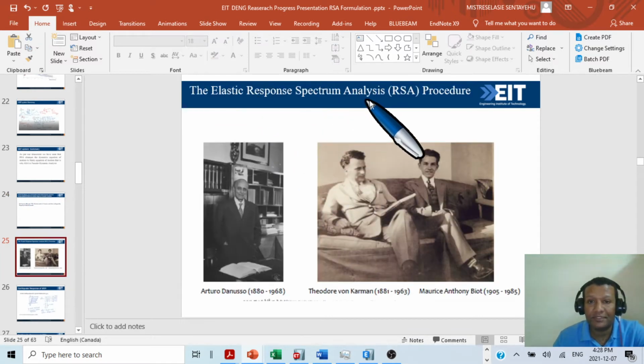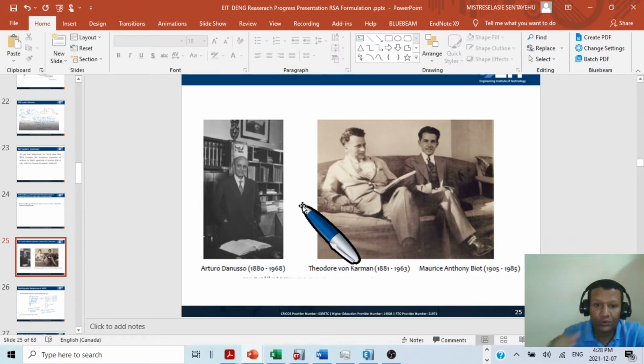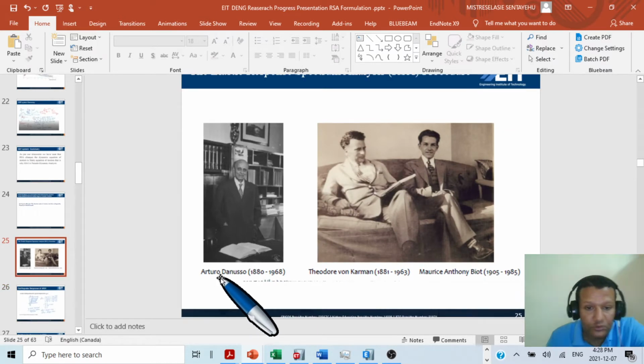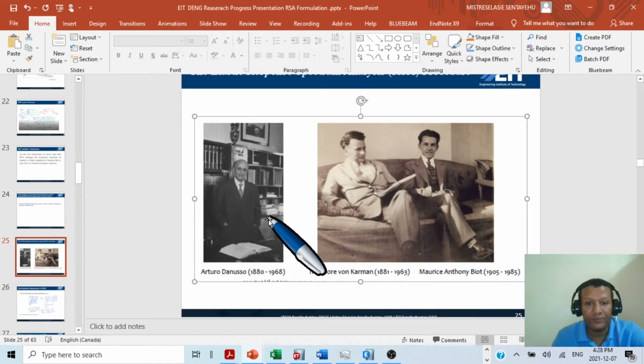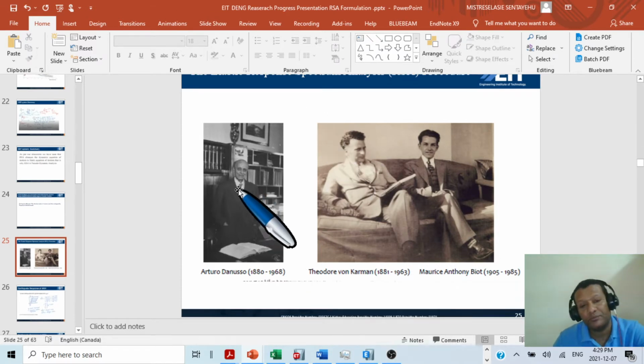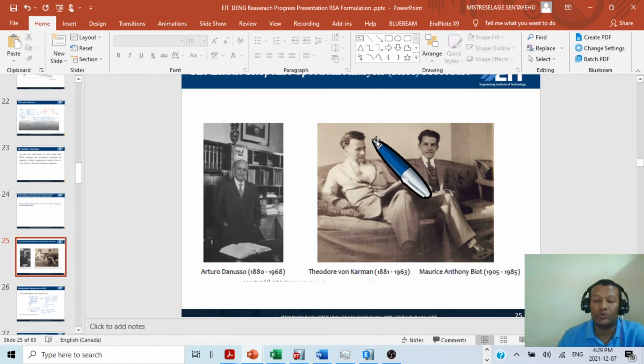The elastic response spectrum analysis procedure. The classical modal analysis concept was introduced by Arturo Donoso. He is the one who introduced the concept of classical modal analysis, and the concept of response spectrum analysis was introduced by Anthony Biot, and he was a student, and this von Karman is his supervisor.